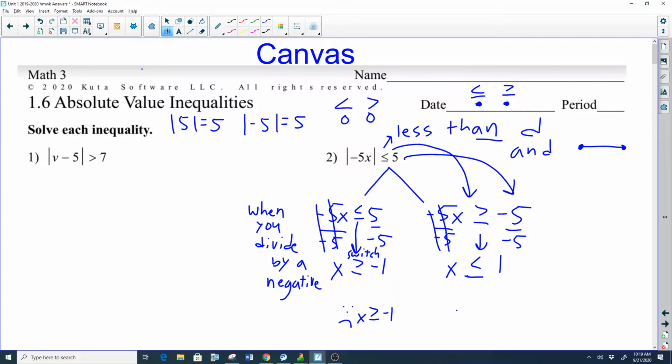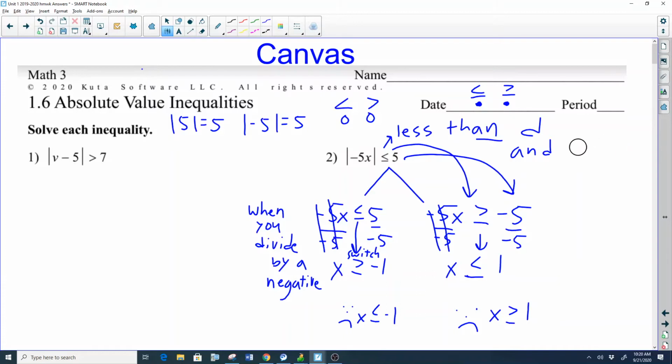Okay, so if we didn't switch the inequality sign, sorry, if we didn't switch it, then it'd be x less than -1, and then over here it would be greater than or equal to +1. Cool. Okay, so then let's just look at that for a moment.